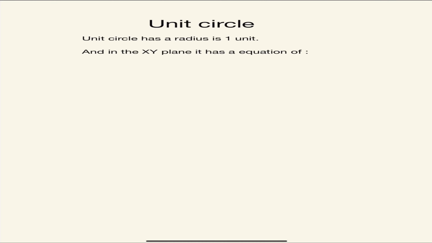Today's topic will be the unit circle. Okay, a unit circle. What is a unit circle? A unit circle has a radius of 1 unit. So any circle that has a radius of 1, that's called a unit circle. In the xy plane, it has an equation of x squared plus y squared equals 1.